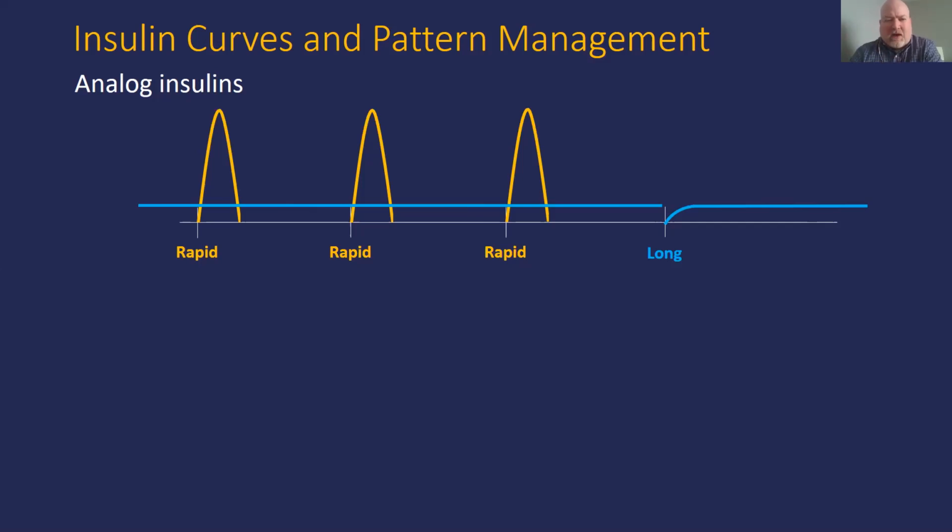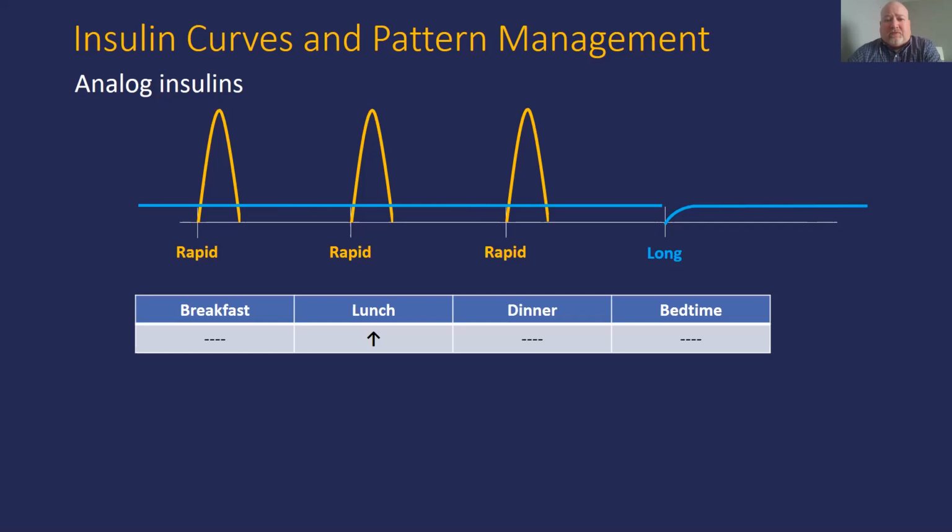Okay, back to our insulin curves for analogs. There's the basic curve, and let's look at the pattern management. So same as the last example. If your lunchtime blood sugars pre-meal are the problem, how would we fix that? Well, if I'm high at lunch, it's because my breakfast didn't get managed well enough. So there's not enough insulin at breakfast to fix it. So I need to go up on my rapid at breakfast.